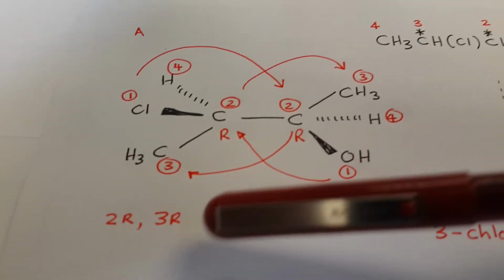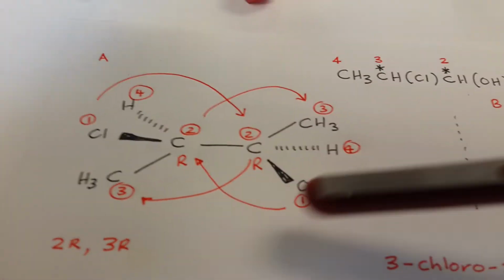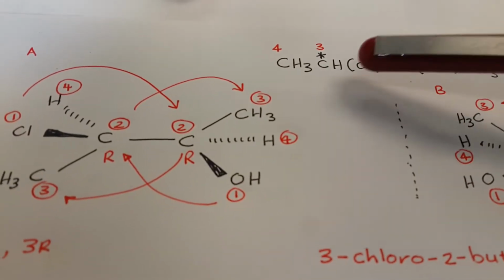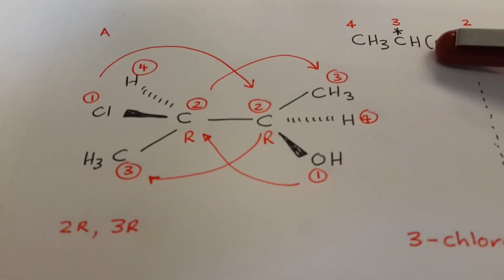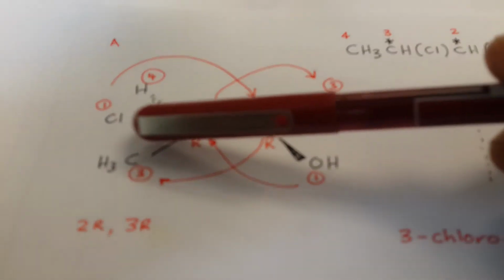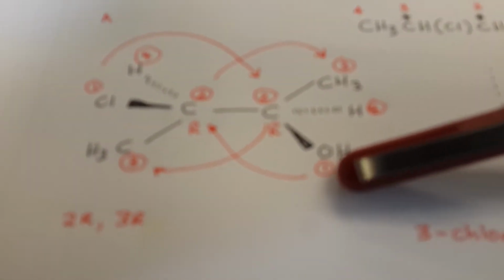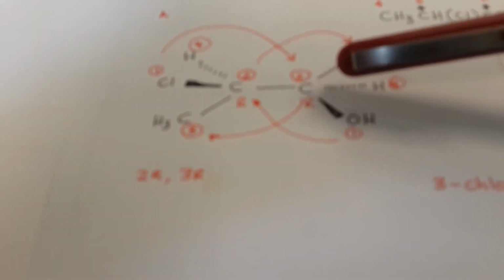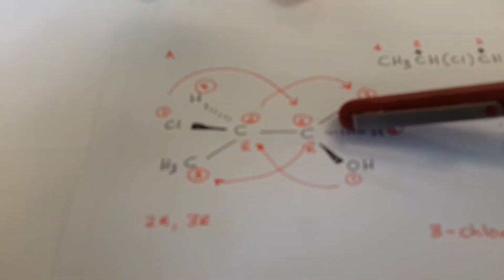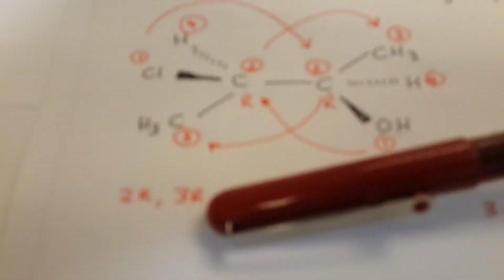So I've labeled this as 2R and 3R because carbon number 2 is the carbon with the hydroxy group and carbon number 3 is the carbon with the chlorine group. So always look at the hydroxy group first and then the carbon with the chloro group. You can see the carbon with the hydroxy group has been labeled as R, and the carbon with the chlorine group has been labeled also as R in this case. Alright, you can just focus a bit here.